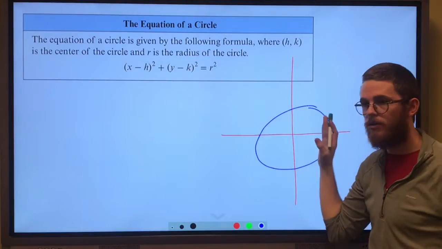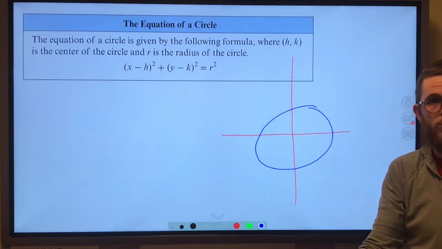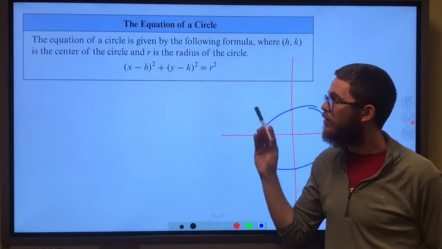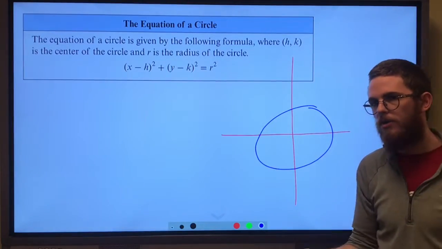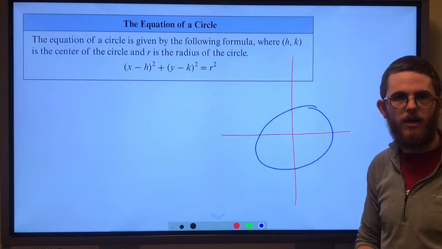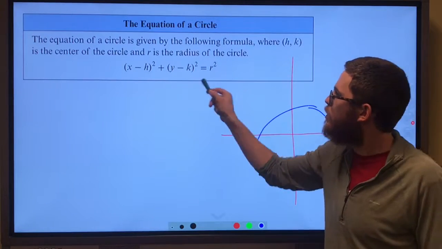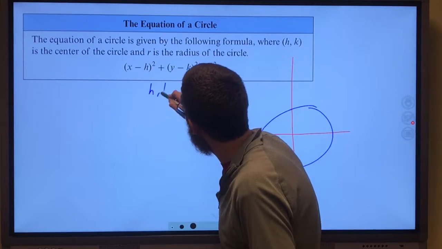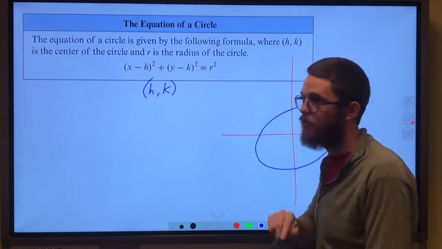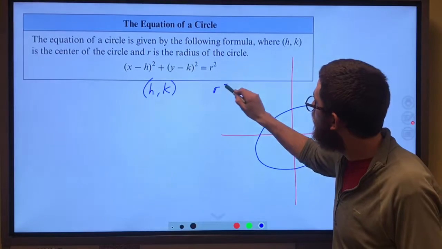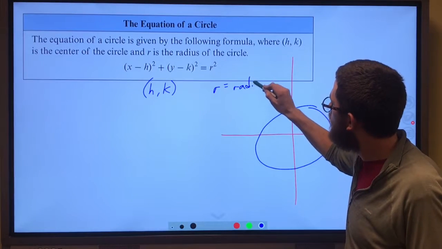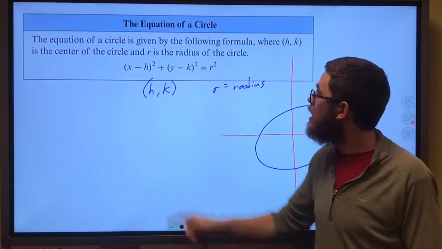It does not pass the vertical line test. You're thinking back to algebra, and you might not have been thinking about that, but if I graph a circle, it's not going to be a function. What we need to know about this form is that (h, k) is the center of our circle. r is, of course, the radius of our circle, okay?